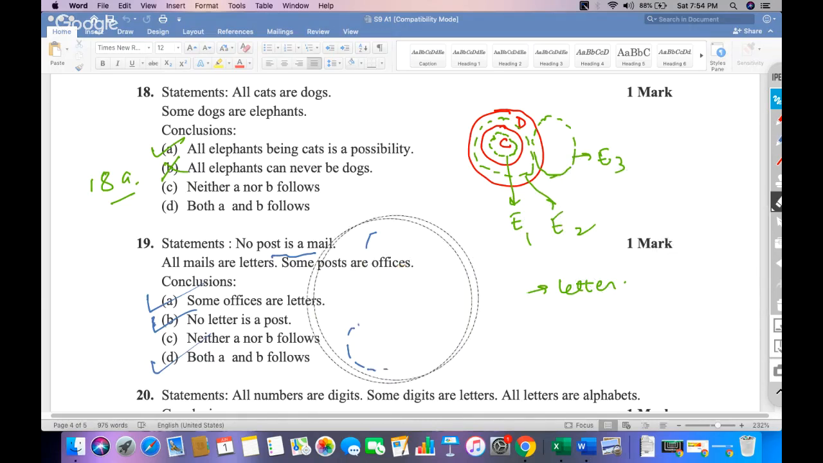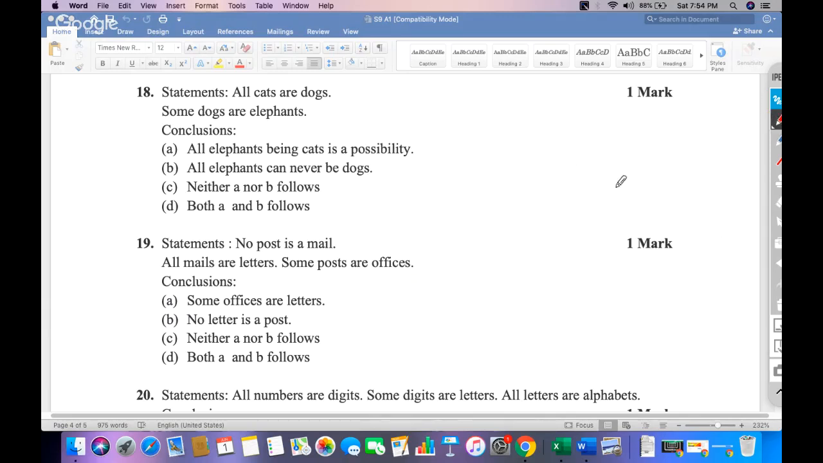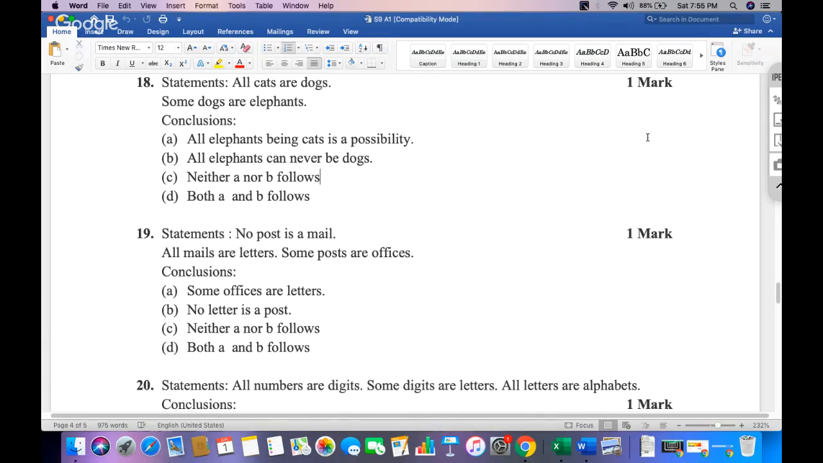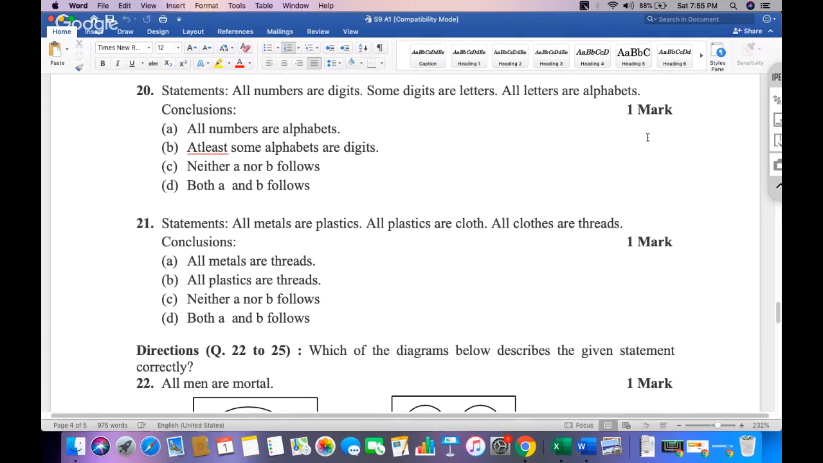Now let me take question 20 and 21, last two questions. Yes, it is D. It is D. Question number 20 and 21. Last two questions quickly.